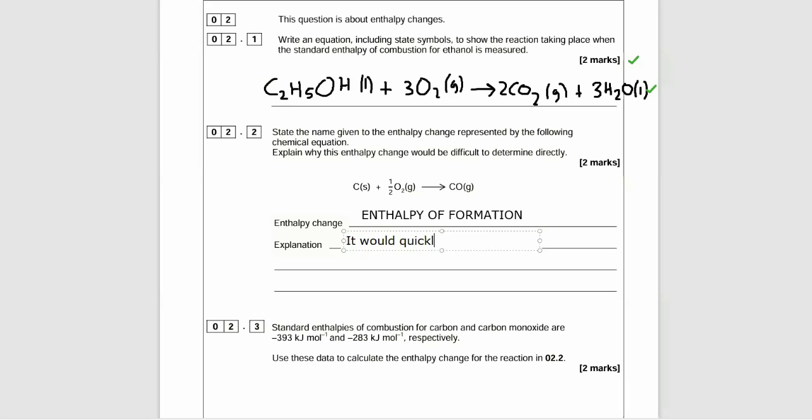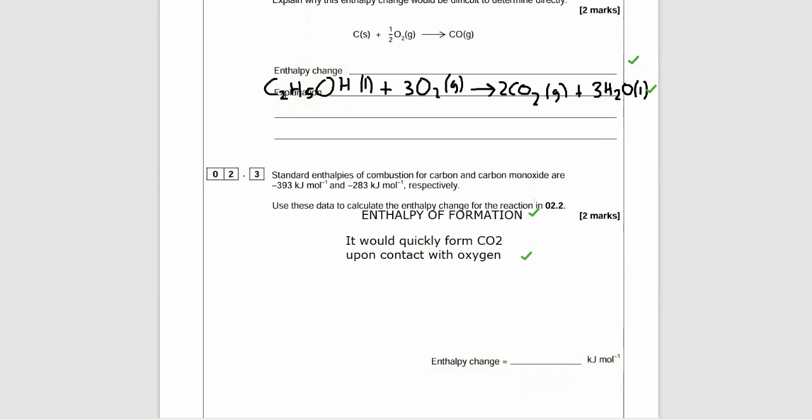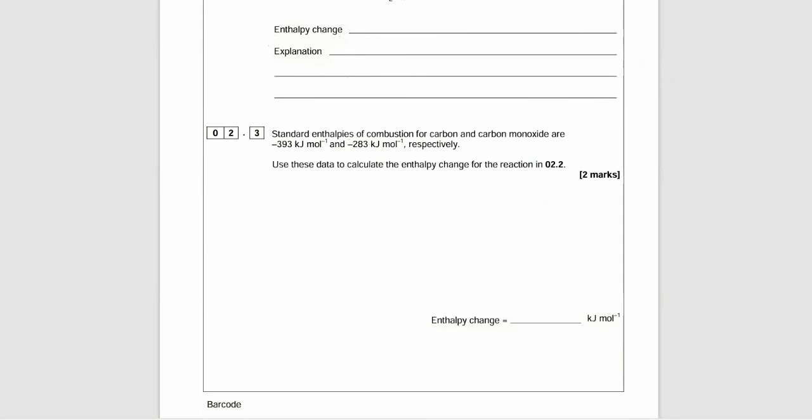All right. Okay, so carbon is a solid, oxygen's a gas, forming carbon monoxide. The problem is carbon monoxide is highly reactive and would rapidly form carbon dioxide on touching any oxygen in the air. So unless you have a way of limiting the supply of oxygen perfectly, you are not going to be able to carry this out. So it's going to be very difficult to measure directly. So what we can use instead is a calculation.